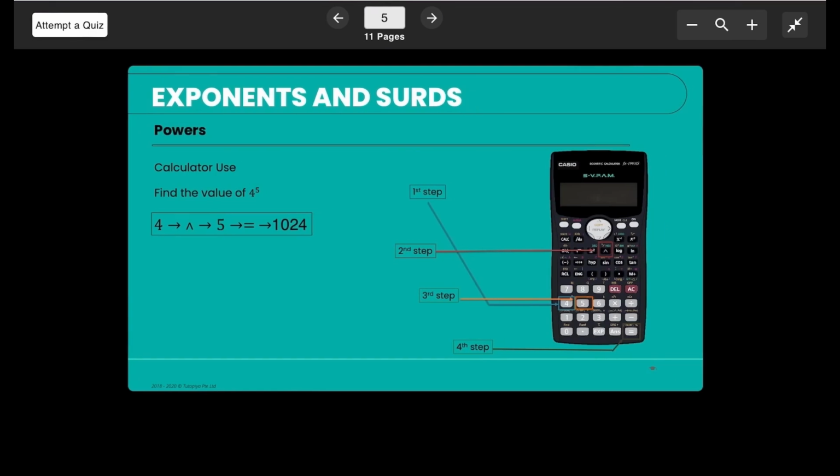Moving on, you can use this particular symbol in your calculator to work out any powers. For example, 4 to the power of 5 is 1025. You can follow these steps to help you understand that.